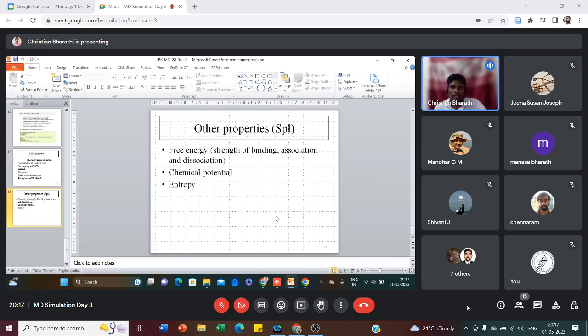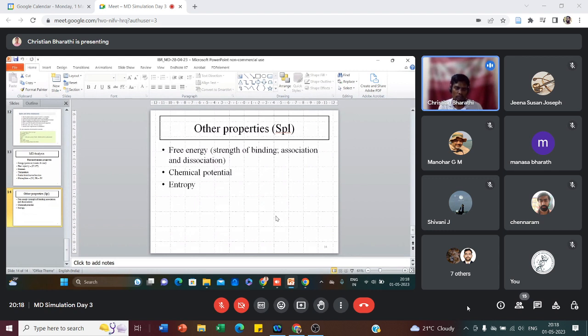And other special calculations are there. Free energy calculation is one important calculation. If you are interested in calculating the ligand's interaction or other protein partners' interaction with your protein, for that we have to determine the binding energy of the ligand molecule with the receptor. Free energy calculation is useful for that.